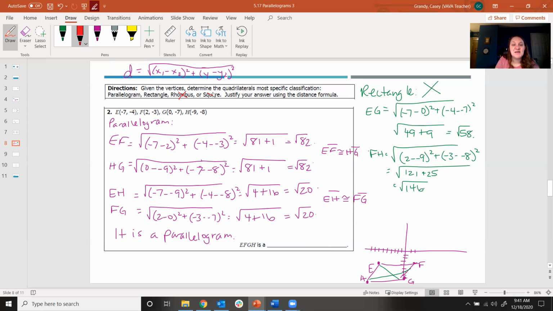So because it's not a rhombus, it can't be a square. And we just proved that the diagonals were not congruent, so it can't be a rectangle. So the best classification for this shape is a parallelogram.